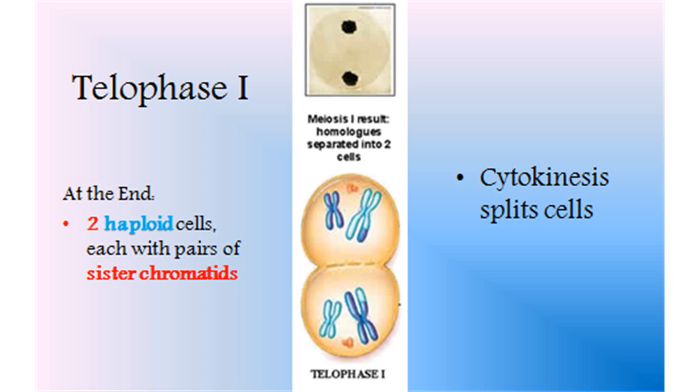You've separated, so now in each new cell that's being formed, you do have two sets of chromosomes. They're just exactly identical to each other. They're copies, they're clones. So we count that as a haploid cell because you don't have homologous chromosomes anymore.